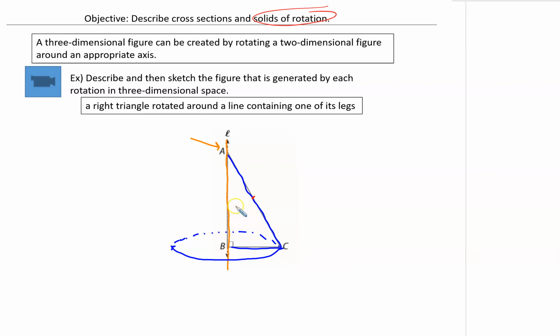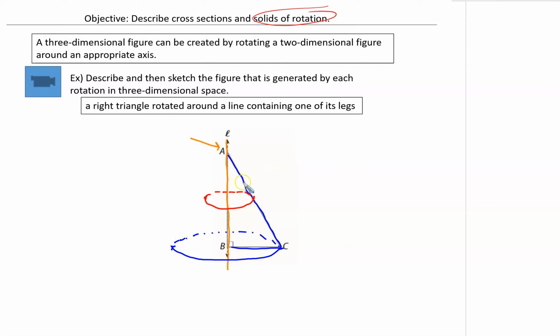Let's take, say, this point here. So this point here will basically do the same thing. So it is going to start here and it's going to rotate in a circular motion around line L. So it's going to come around the front. Over here it would be a reflection of itself across that line, and then it's going to continue its rotation around the back to create a circle.